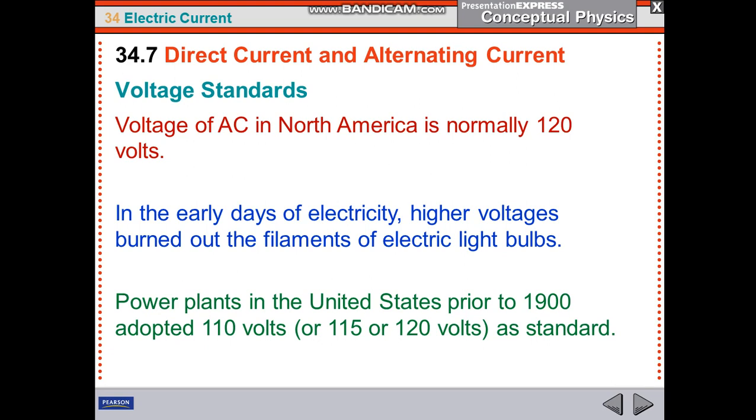In the early days of electricity, higher voltages burned out the filaments of electric light bulbs. So in the early days, higher voltages were used, but there were problems of burning the filaments of electric light bulbs. So they moved to lower voltages. Power plants in the United States prior to the 1900s adopted 110 volts, or you can say 115 to 120 volts, as standard.